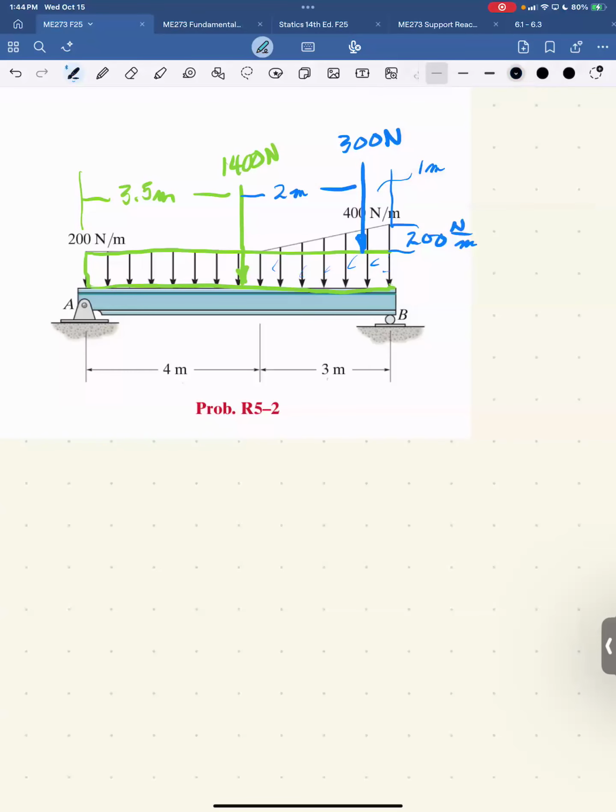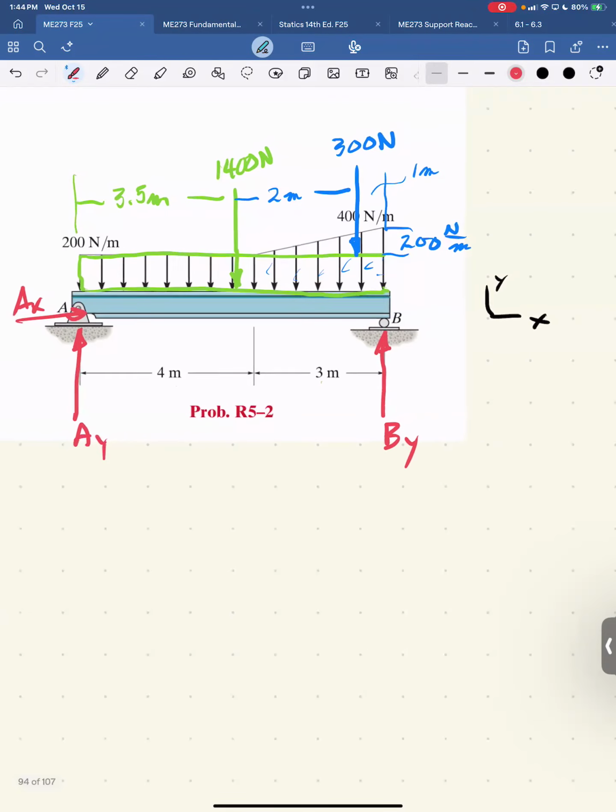Next step is my coordinate system, X, Y. Draw the free body diagram. Let's just do it in orange. So there's a pin here, so AY, AX. And there's a roller at B, so its only reaction is a normal force. I just call that BY. Next step, count your unknowns: AY, AX, BY, 3 unknowns, we're good to go.